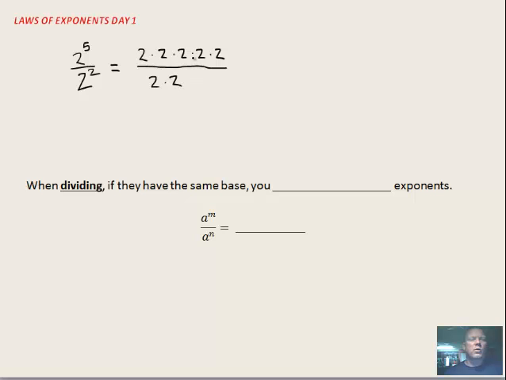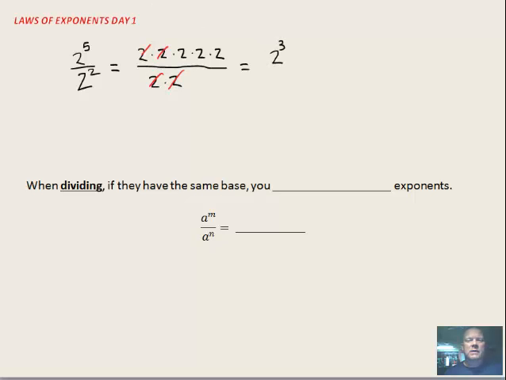Now if you remember, anything I have on the top of a fraction and the bottom, we can go ahead and cancel out. So I'll have a 2, and that 2 will cancel. A 2, and that 2 will cancel. So what do I have left? Well, on the top I have 3 2's. I just have 2, and there's 3 of them, so I'm going to raise that to the 3rd power.